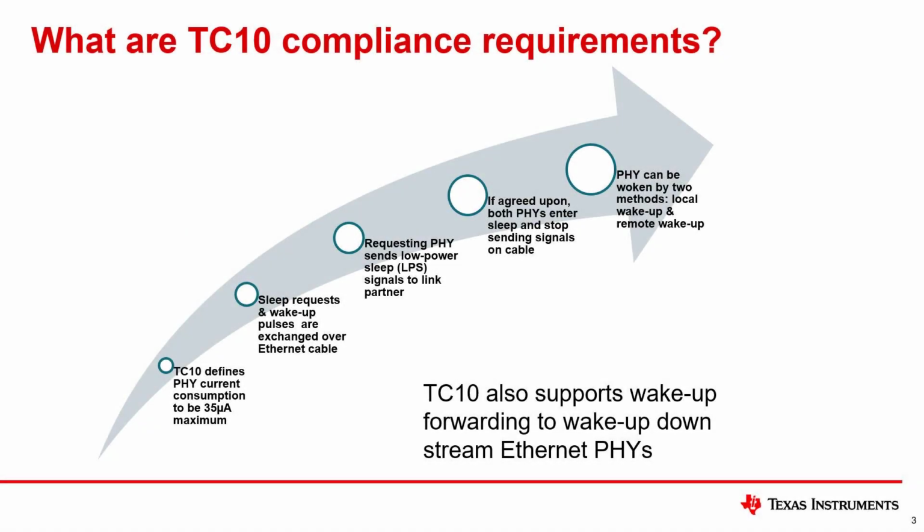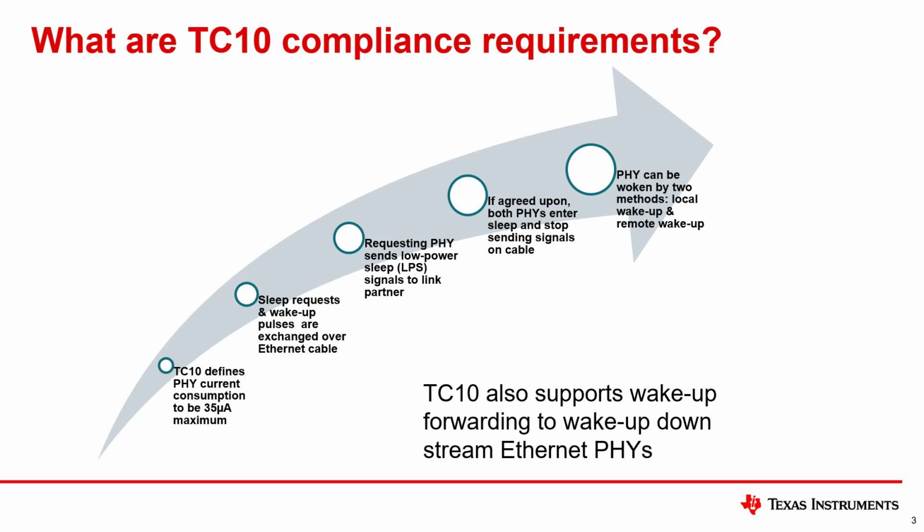Let's cover some important requirements for an Ethernet PHY to comply with the TC10 standard. The idea behind TC10 is that systems can be shut down when not being used to save power and quickly woken up as desired. The basic energy detection functionality remains active on the PHYs. As you can see, the TC10 requirements are listed on this slide. TC10 defines PHY current consumption to be less than 35 microamps while in TC10 sleep. These sleep requests and wake-up pulses are exchanged over the Ethernet cable without needing a dedicated wake-up wire.